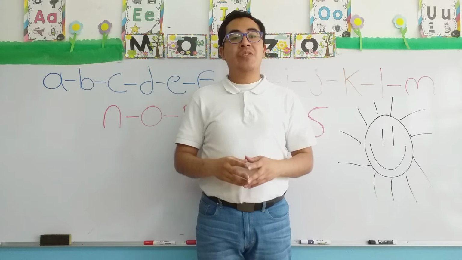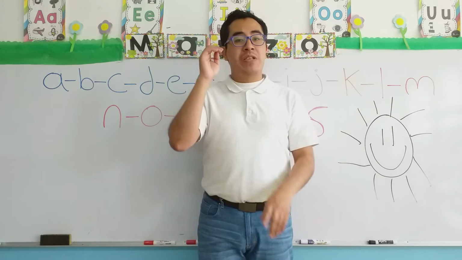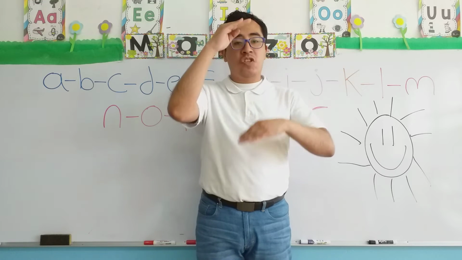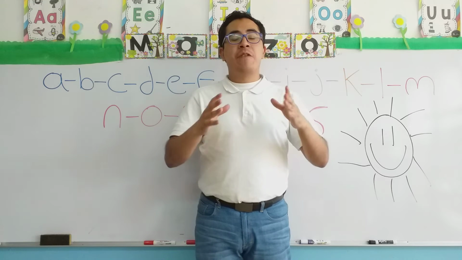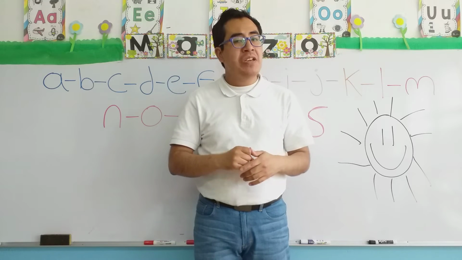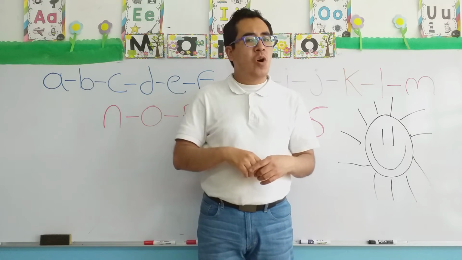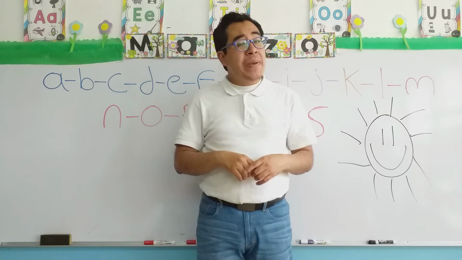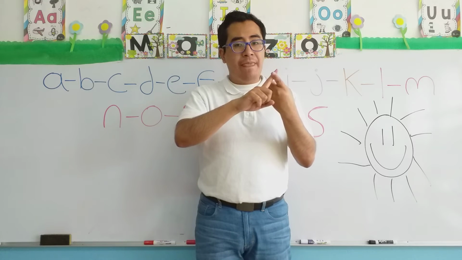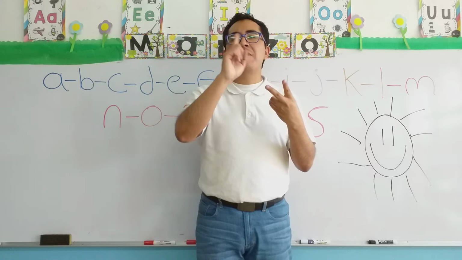For today, my children, we're going to continue with the learning and the studying of the letter S, but in its small form. Now, before we commence with this, let's go back to yesterday's activity to remember the last objects. Now, for capital S, we had the sweater. And let's see if you remember.